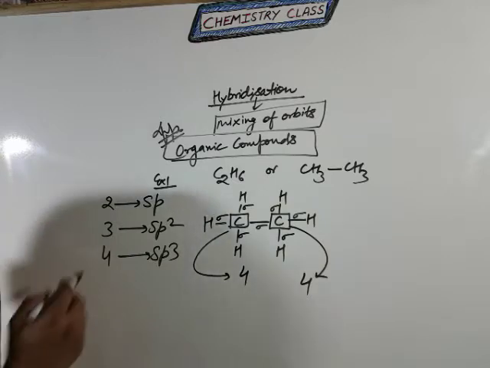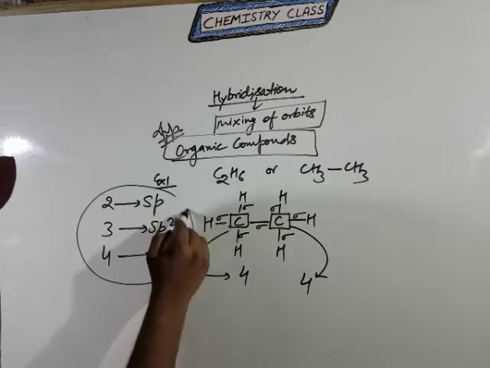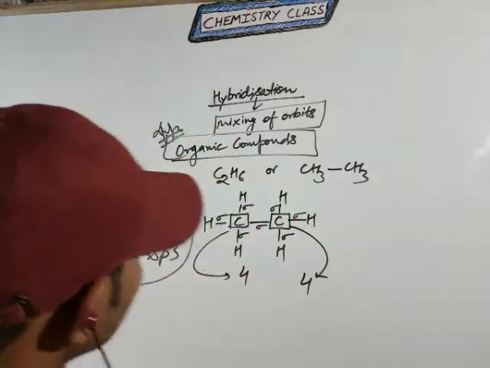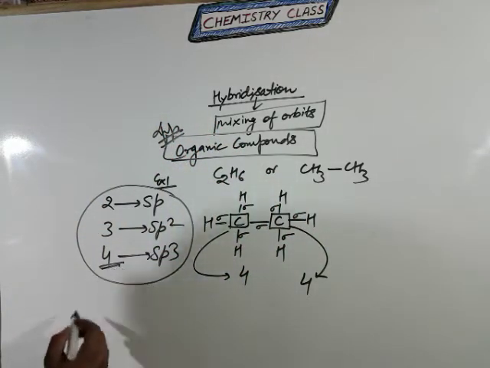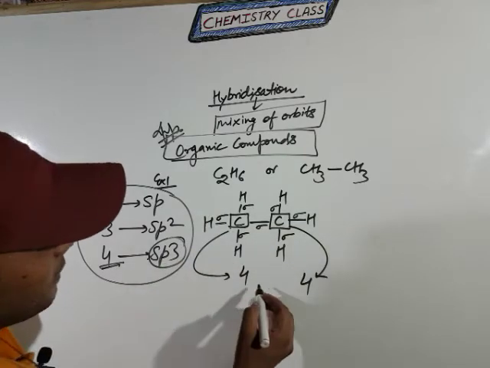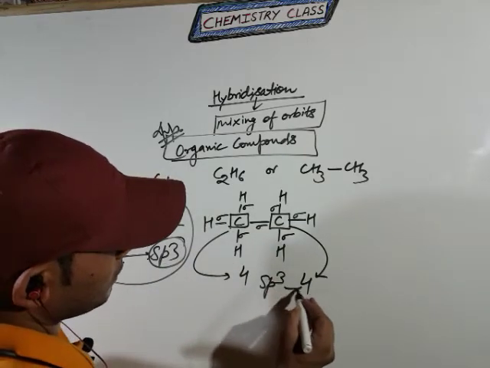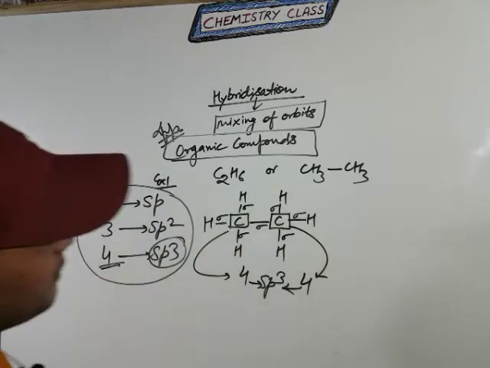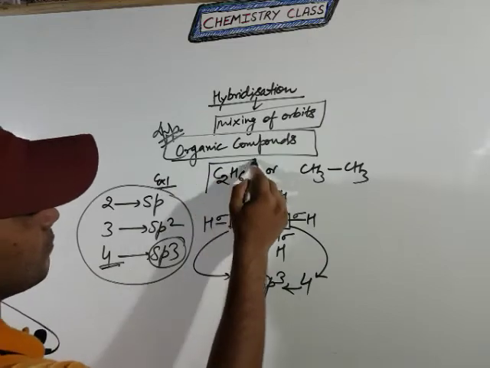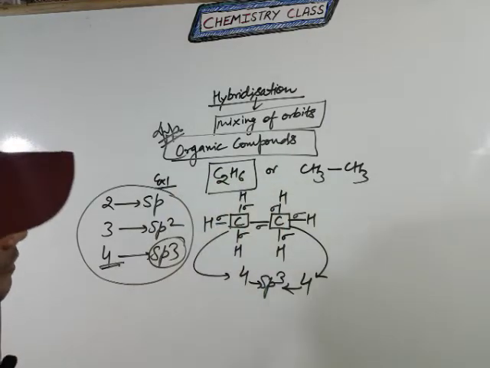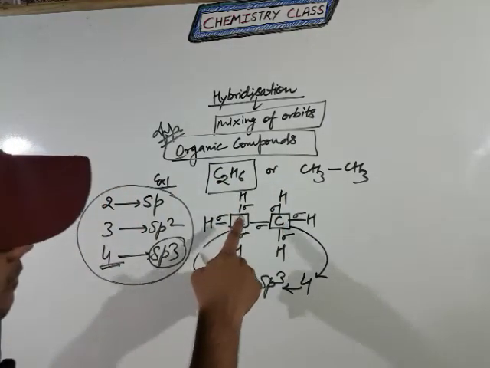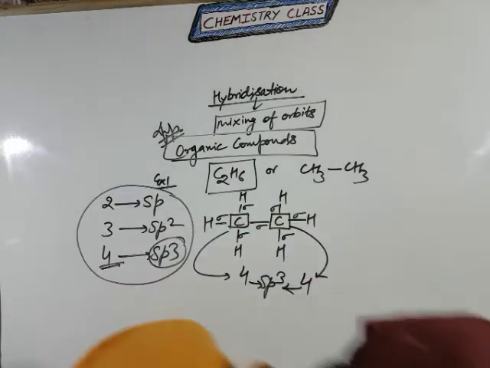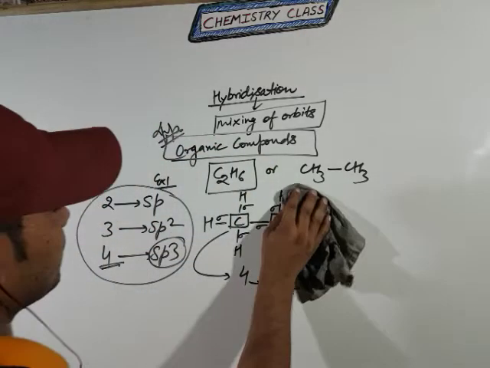Clear? So organic compounds generally show sp, sp2 and sp3 types of hybridization. So how much? 4 sigma bonds. The final answer is sp3. So this will show sp3 and this will also show sp3 hybridization of the given compound by the carbon atom. So the carbon atom in this case shows sp3 hybridization. Clear? So now come to the next example.